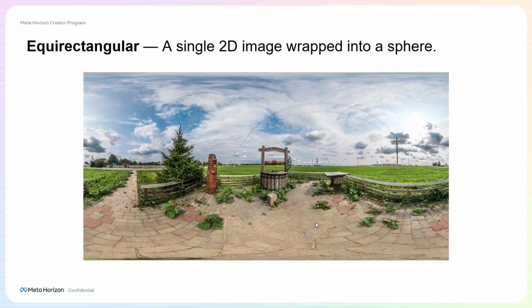Next up is an equirectangular, meaning a single 2D image wrapped into a sphere. You know those people that have those really cool 360 cameras? Those can be used to create sky domes. And today, what I'm going to show you is how to emulate a 360 camera in Blender, which is really cool.